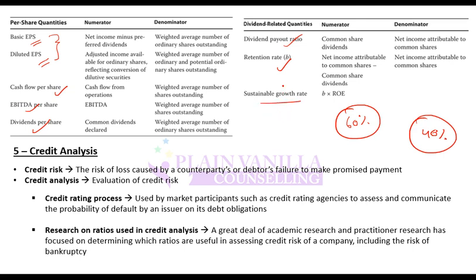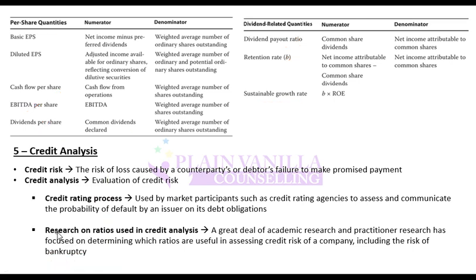Sustainable growth rate is retention rate multiplied by ROE. So again, something repeated from previous readings. This b is the sign for retention rate. And what is retention rate? It is 1 minus payout ratio. And when do you use it? We usually use it in Gordon growth model. So that is about equity.